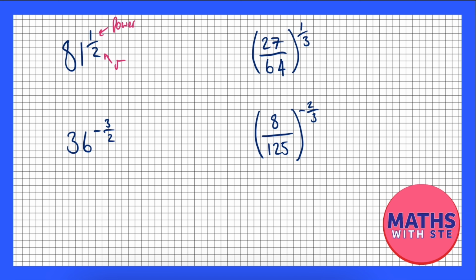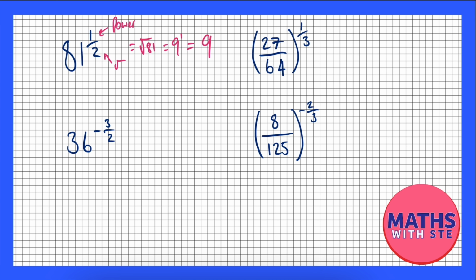So that's going to equal the square root of 81. What's the square root of 81? It's 9. And then I'm going to do this, even though we already know what the answer is, 9 to the power of 1, which of course is 9. And that is the answer to that one, okay?